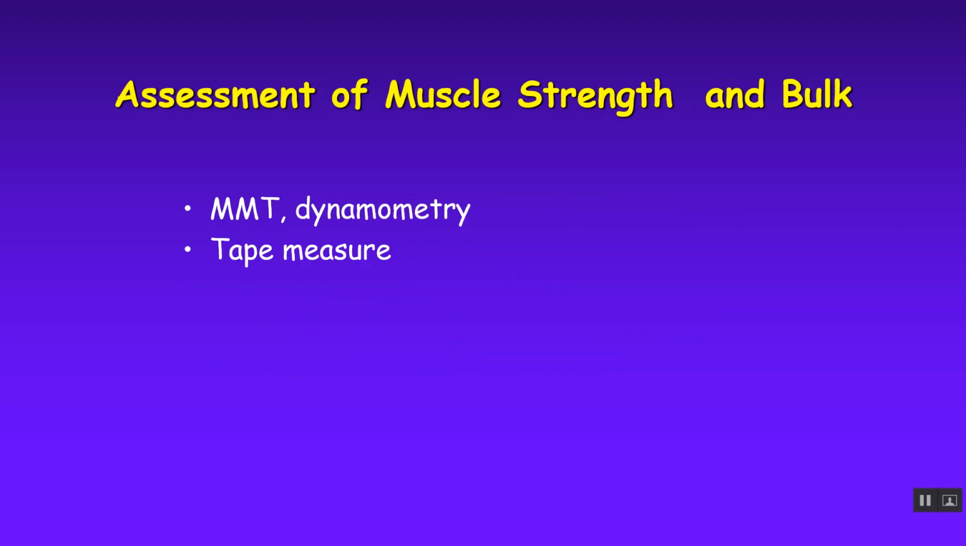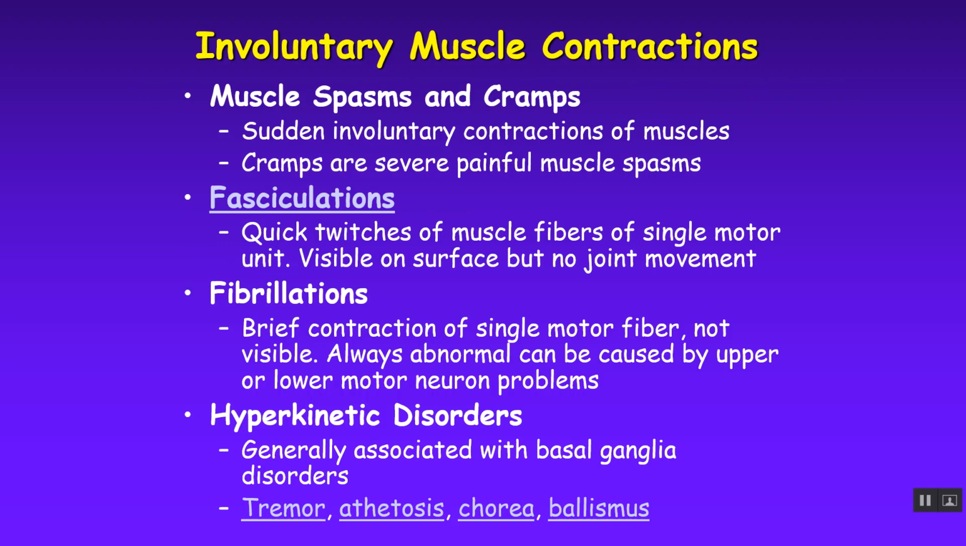Assessment of muscle strength and bulk is the next thing. MMT and dynamometry are how we can assess muscle strength and bulk. You've already learned how to do that, right? MMT and handheld or computerized dynamometry. Tape measure for looking at girth. Volume meters: you stick your hand or leg in a tub of water, and you can look at the volume of a limb. That will tell us a little bit about the bulk of that limb. So that was muscle strength and bulk.